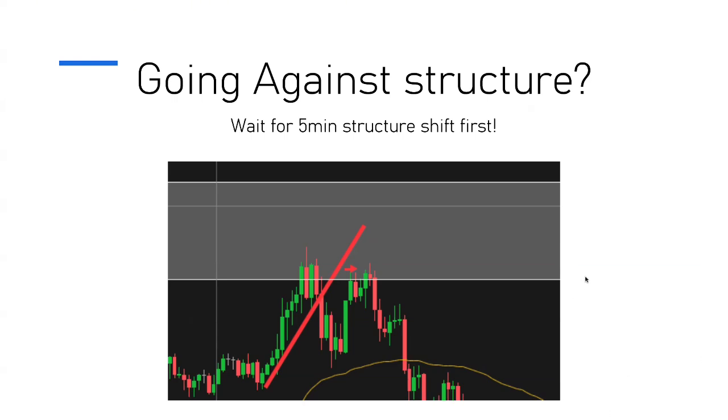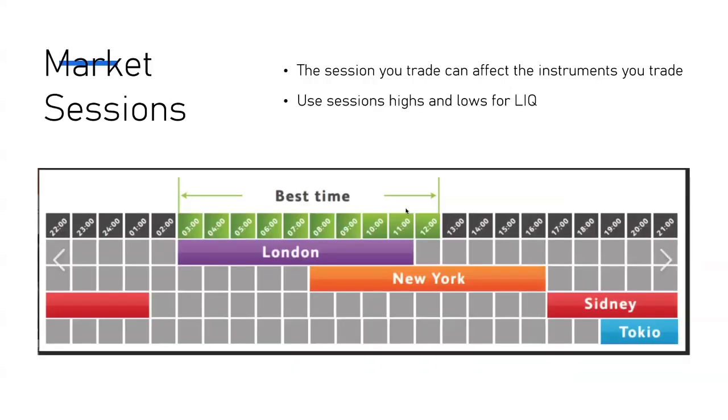It works out that one time, but it doesn't matter if you catch it that one time if you fail doing it 20 times. The market sessions, we're about to talk the liquidity levels. So I honestly really look at the London and New York highs and lows for liquidity, because obviously the London and New York will run into Sydney and Tokyo and all the other sessions anyway. And the sessions affect the instruments you trade.